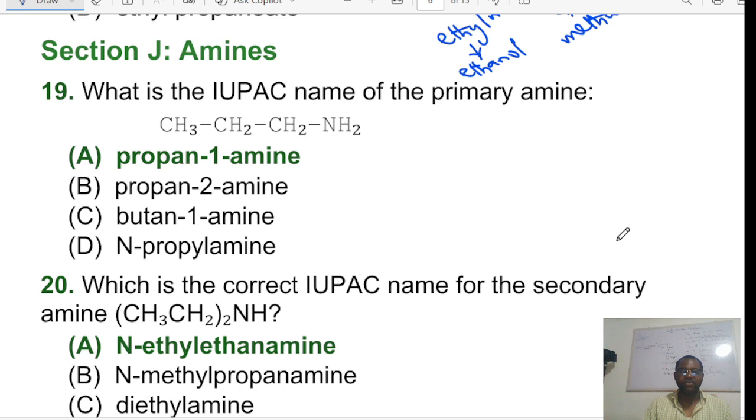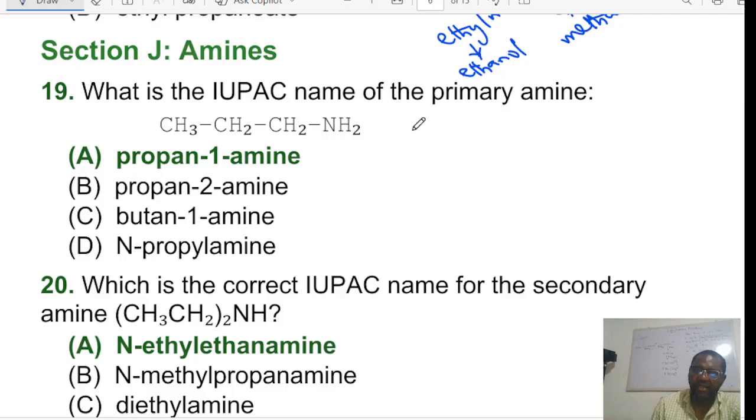This one now has to do with amine. Now the way you name an amine compound. Now first of all, I think what is most important for you in your exams, especially for those of you writing JAMB, is to know the difference between a primary amine, a secondary amine, and a tertiary amine. The same way you know a primary alkanol, a secondary alkanol, and a tertiary alkanol. Okay? Now, this is what you should know.